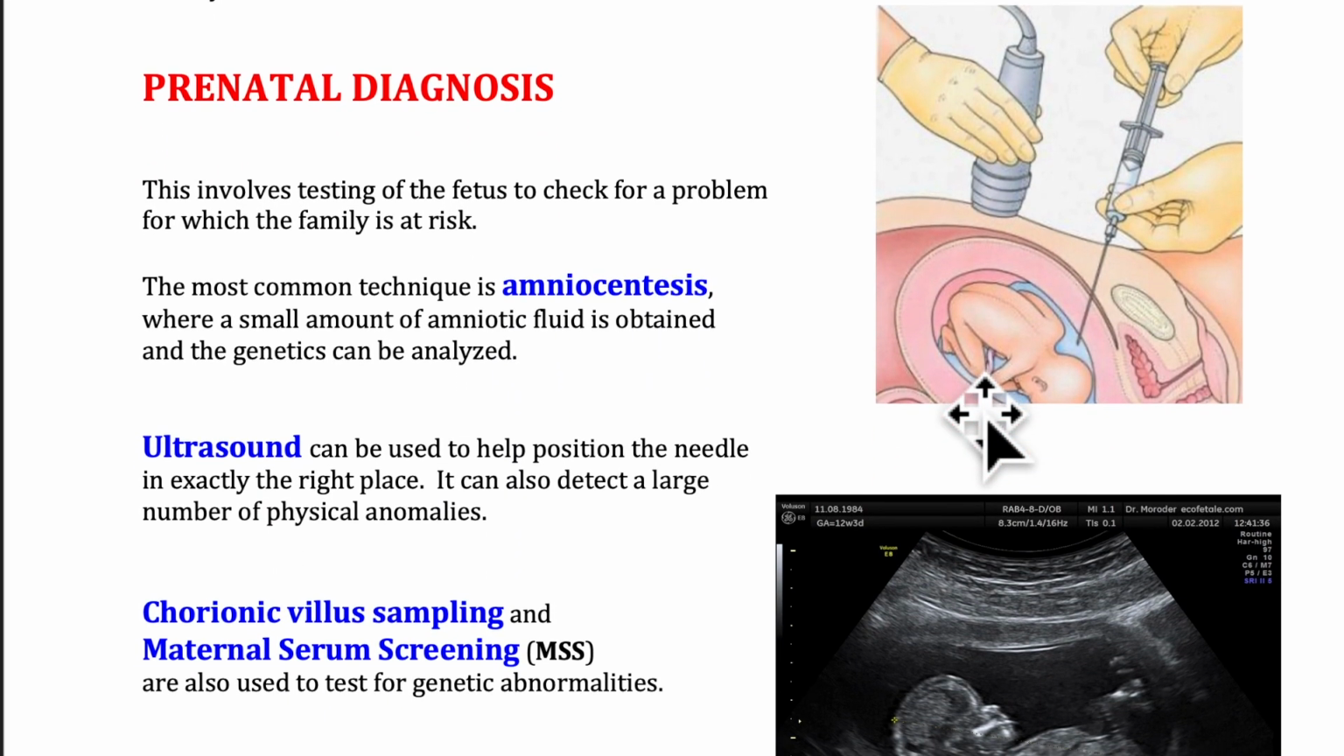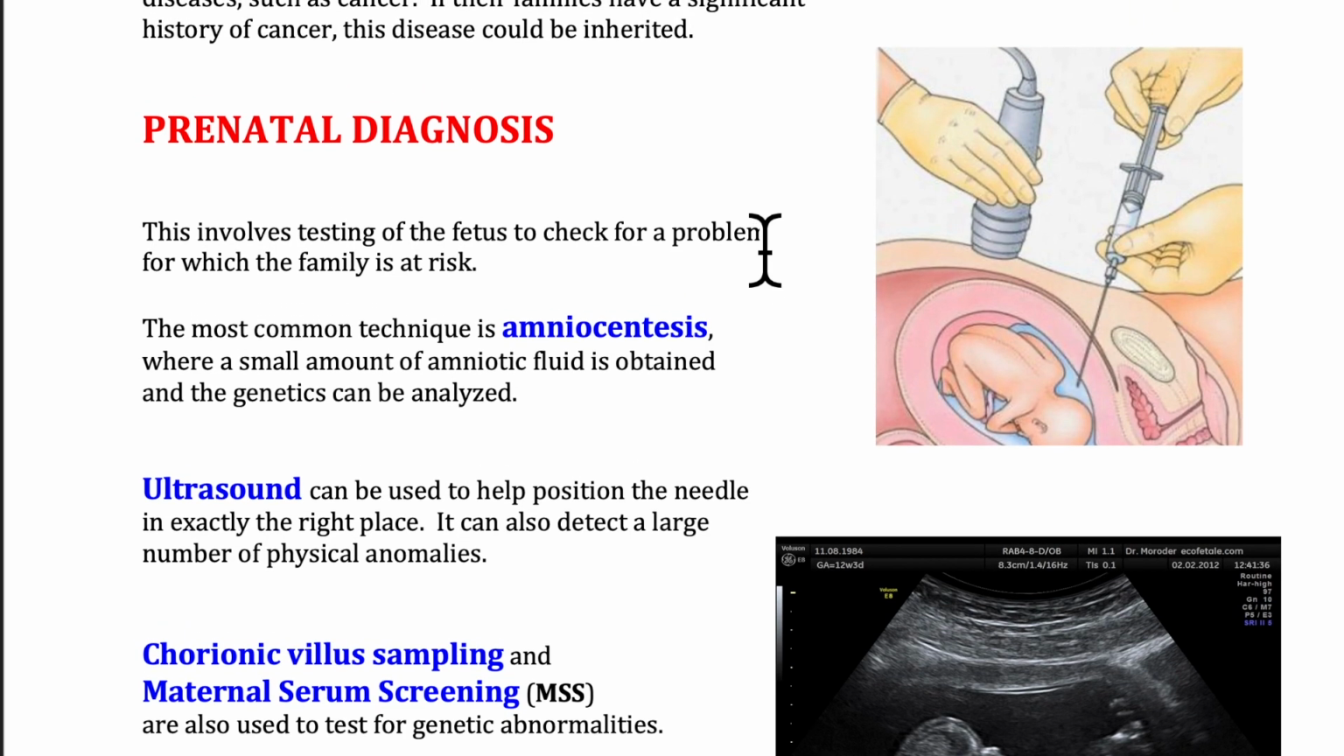So sometimes you can do something called a prenatal diagnosis. This involves testing of the fetus to check for a problem for which the family is at risk. So as you can see in the picture, a doctor puts in a little needle and then they take out some amniotic fluid. So the most common technique, as I said, amniocentesis, where a small amount of amniotic fluid is obtained and the genetics can be analyzed. Again, that is amniocentesis. An ultrasound can be used to help position the needle in exactly the right place.